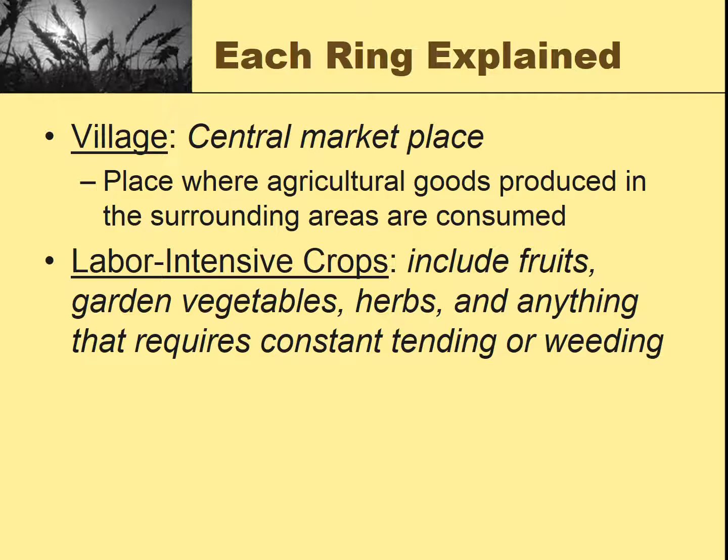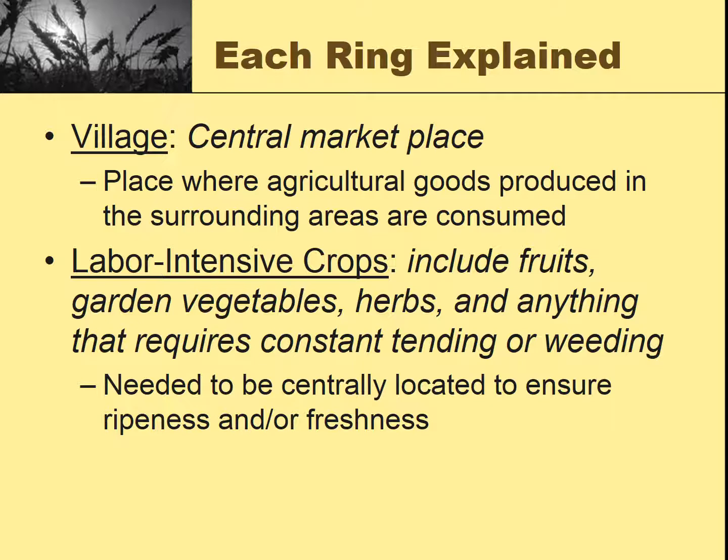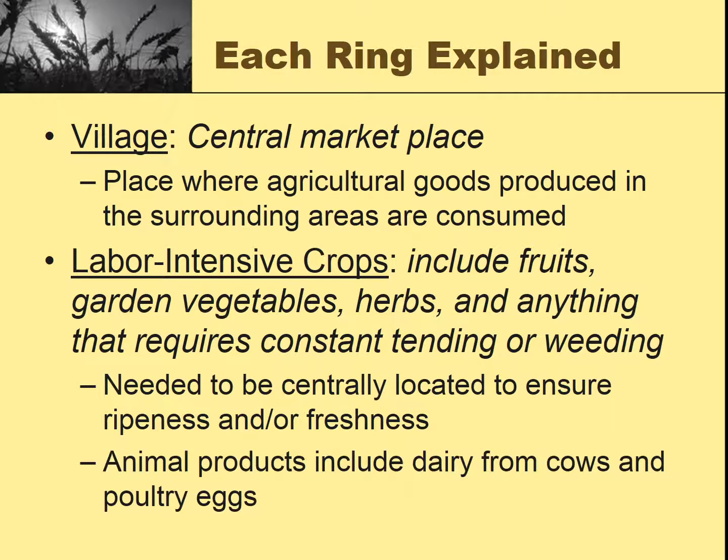In the concentric ring just touching the central marketplace, we have labor-intensive crops, things like fruits, garden vegetables, herbs, and anything that requires constant tending or weeding. We need these crops to be centrally located to ensure ripeness and freshness, but also these are labor-intensive products. So to pay for that regular labor, you're going to have to be able to charge a high price, and with fresh fruits and vegetables, you can. Also, animal products include dairy from cows and poultry, eggs.